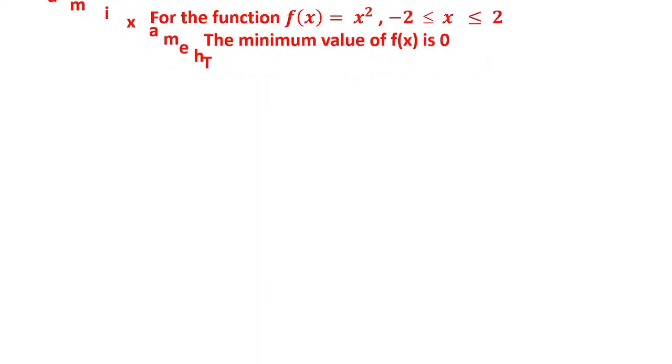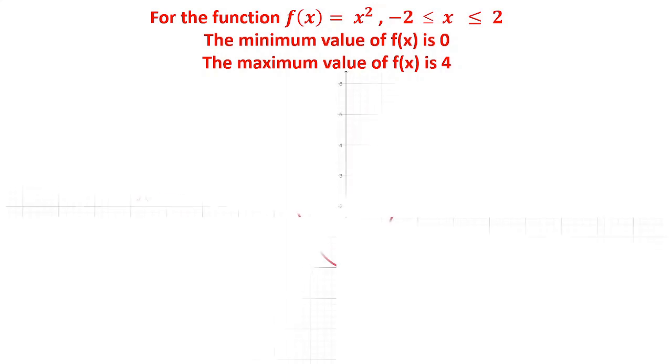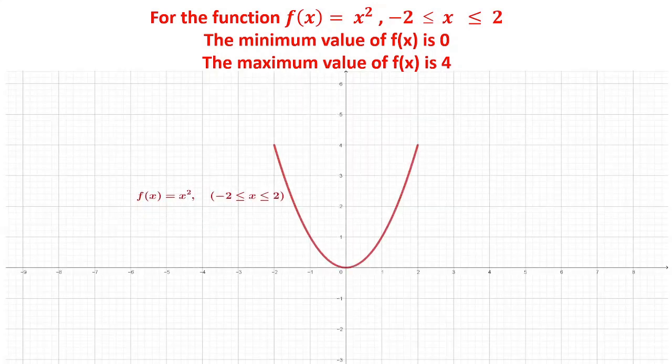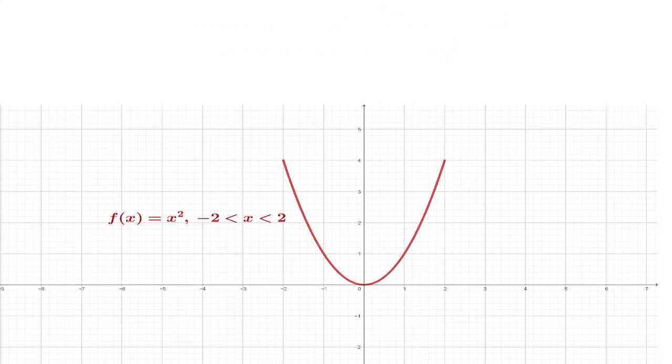And similarly, for the function f of x is equal to x square, suppose you restrict it. It is f of x is equal to x square for the whole number line, for the whole real numbers, but when you consider that f of x is x square only for x ranging from minus 2 to 2, then you will have the minimum value and you will always have a maximum value also. If you restrict the domain, you will have minimum and maximum values.